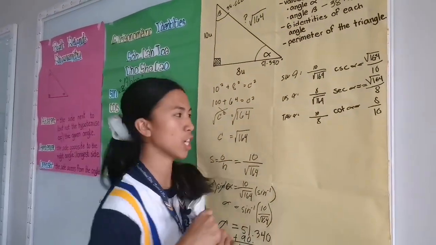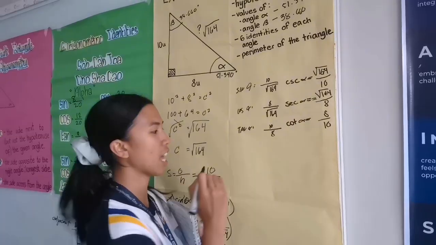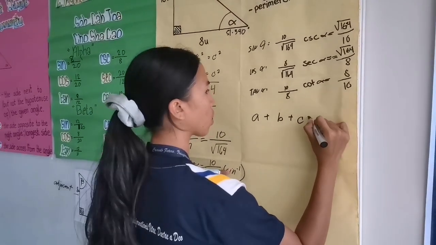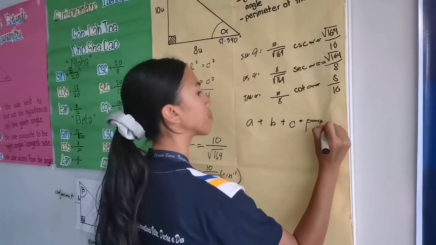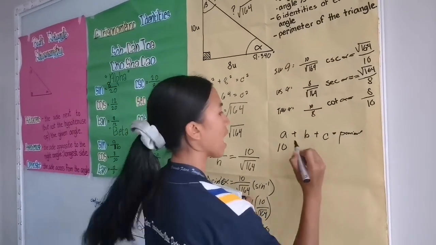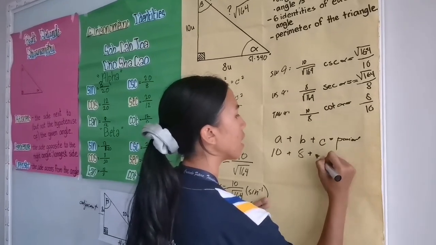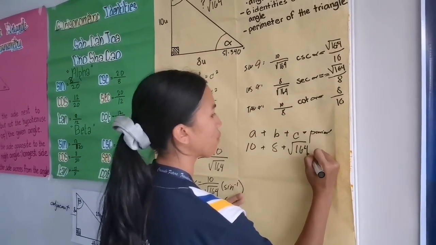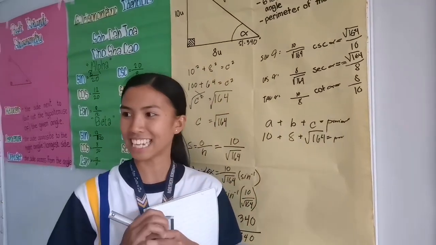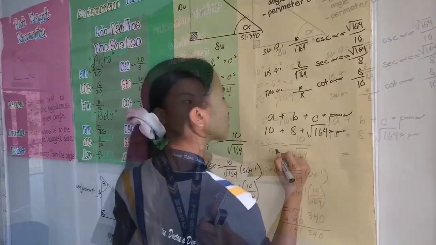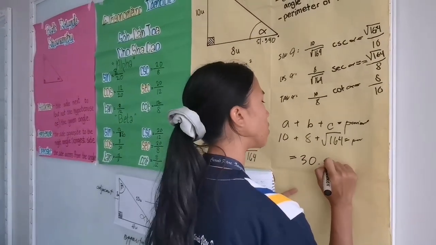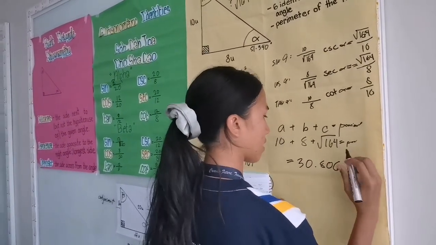To get its perimeter, we will use the formula a plus b plus c equals its perimeter P. So we have 10 plus 8 plus the square root of 164. To do this, we will input it in a scientific calculator. So the answer would be 30.806 units.